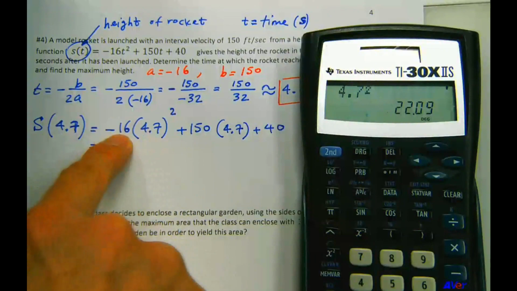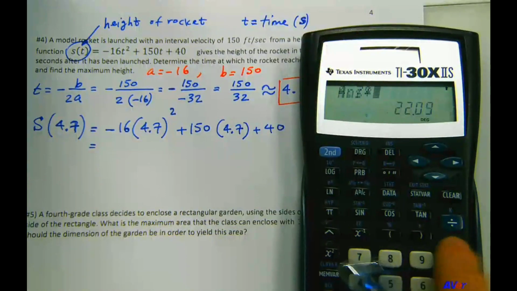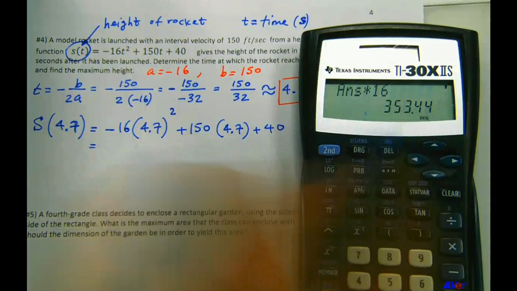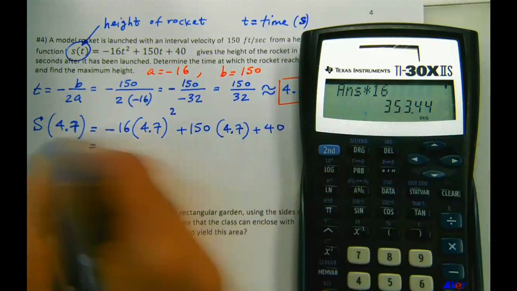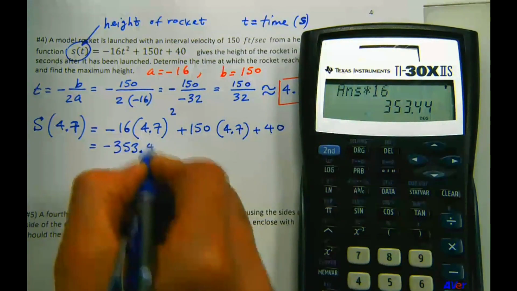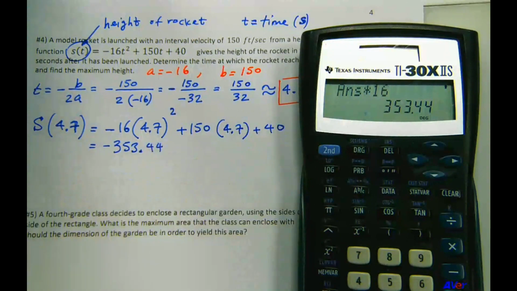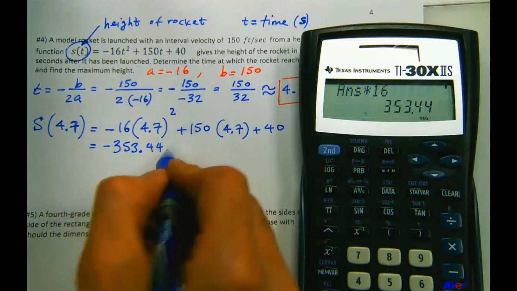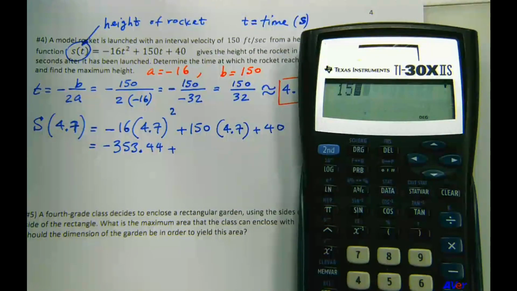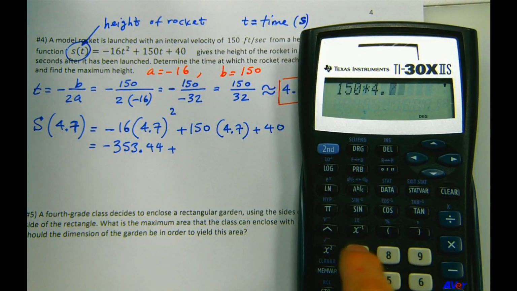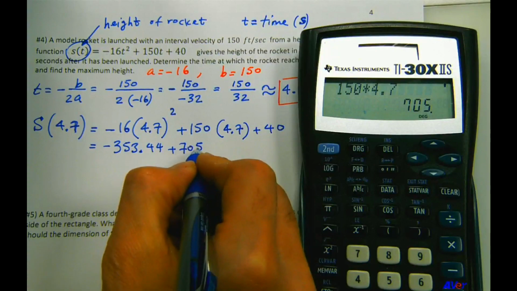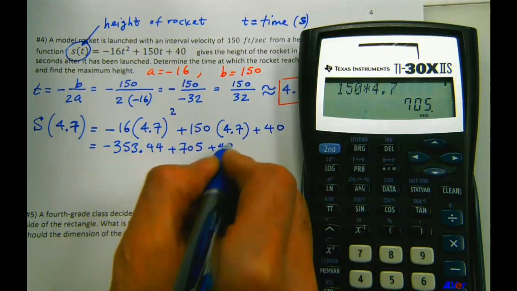Now multiply that by negative 16, 16 times 22.09, and then I'll add the negative to it. So we have that quantity. I'm not going to round that. I'm going to include everything here. So minus 353.44, right? Plus 150 times 4.7. What do we got? We got 705, plus 40.